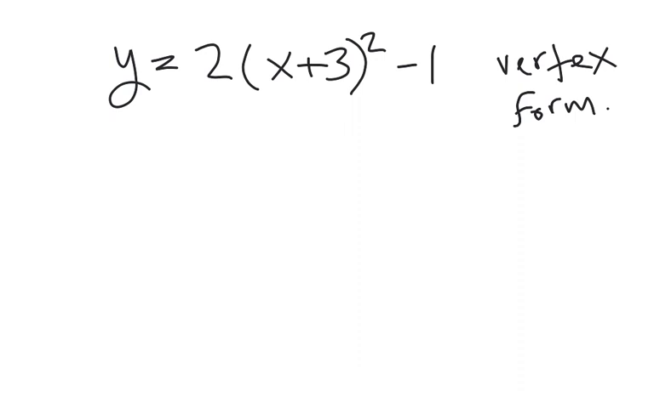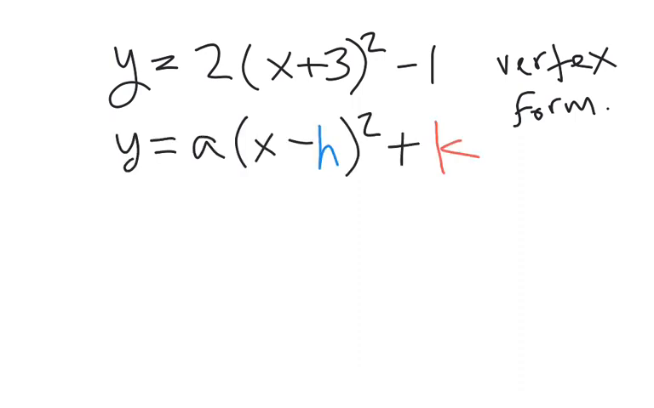It's far and away the easiest one that we can find the actual vertex for. So when I'm looking for the vertex, classic vertex form is y equals a times the quantity x minus h squared plus k. You can see that this h and this k are different colors because if we're looking for the vertex, it's going to be, in parentheses of course, negative h and normal positive k.